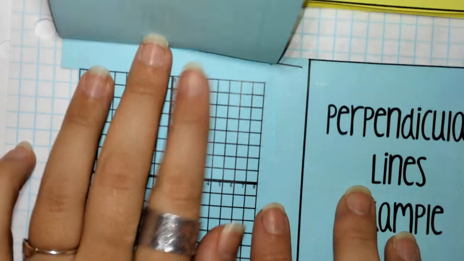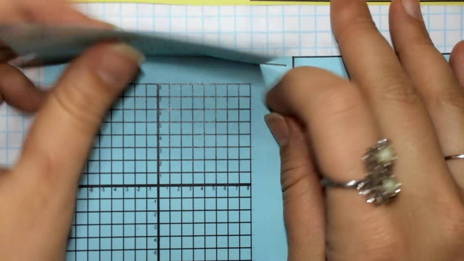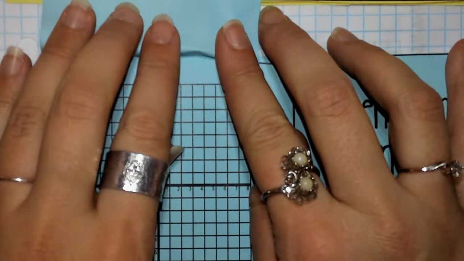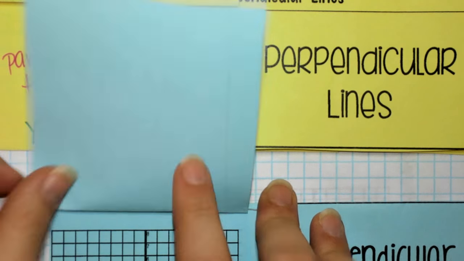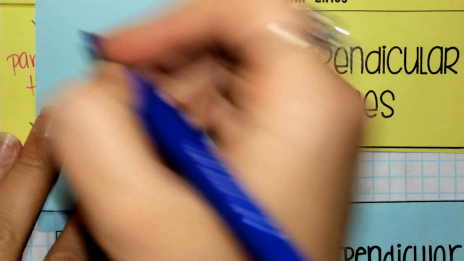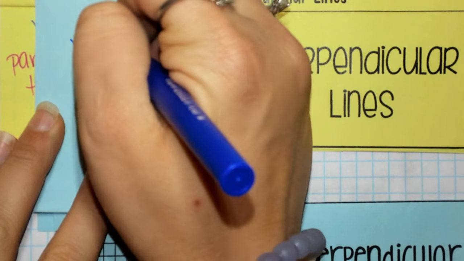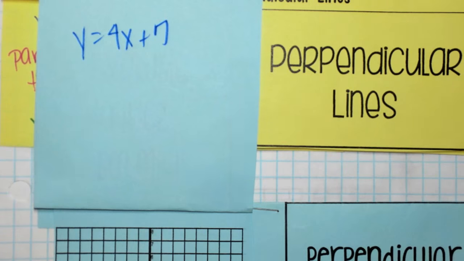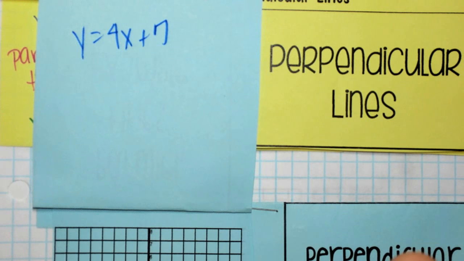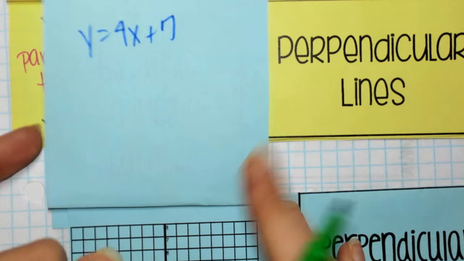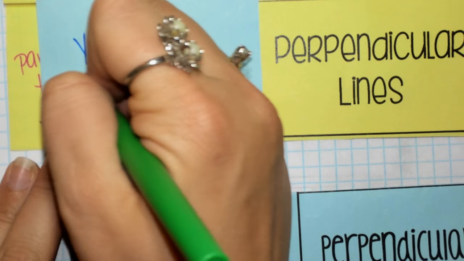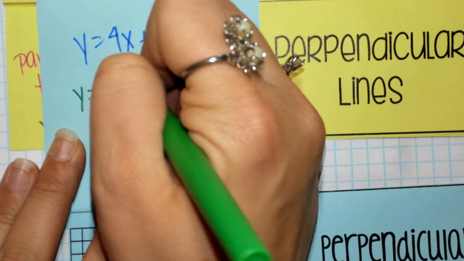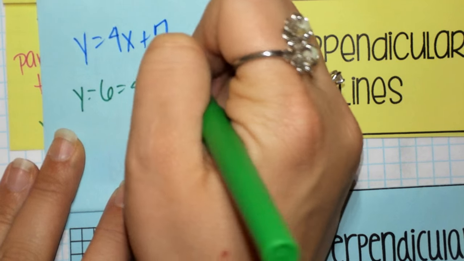Parallel lines example. The blue flappy. Open it up. So our first problem that we had was y equals 4x plus 7. And we created the equation that passes through negative 4, 6. And we said y minus 6 equals 4 times x plus 4. Correct?